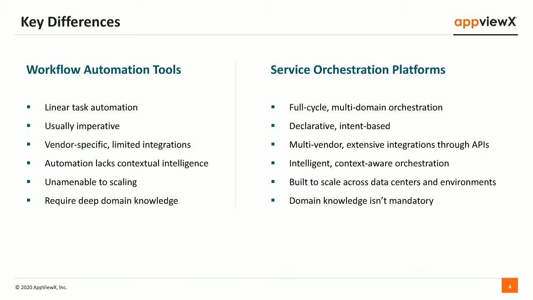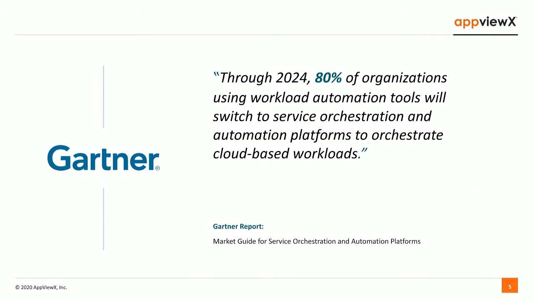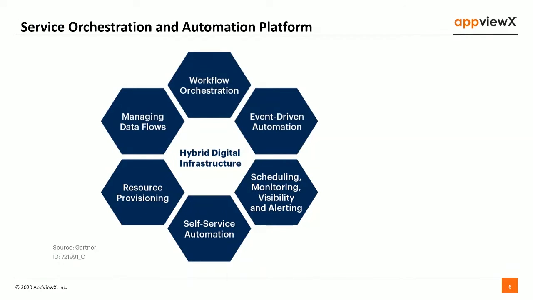Okay, so what Gartner is saying is, Gartner is looking at organizations, and they are saying 80% of organizations are moving to a SOAP platform, right, which is a service orchestration automation platform, right? So it's a major change, a major shift that's coming to all the enterprises. So what is a SOAP platform? What is a service orchestration platform, right?